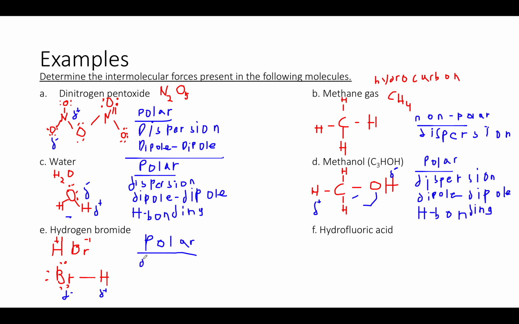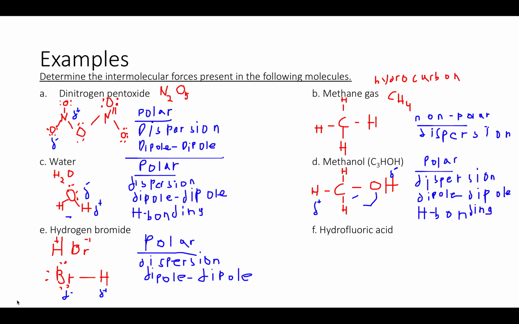If it's polar, then we're a candidate for all three. Let's see. We have dispersion forces. Everything has. That's what I'm saying. When in doubt, think dispersion. Everything has dispersion forces. Dipole-dipole, yes. Partial negative and partial positive. Hydrogen bonding. Unfortunately, for hydrogen bromide, it does not have hydrogen bonding. No electronegative hydrogen, oxygen, nitrogen, or fluorine here. So no hydrogen bonding, only 2. So hydrogen bromide has a stronger bond than methane, but a weaker bond than water and methanol.